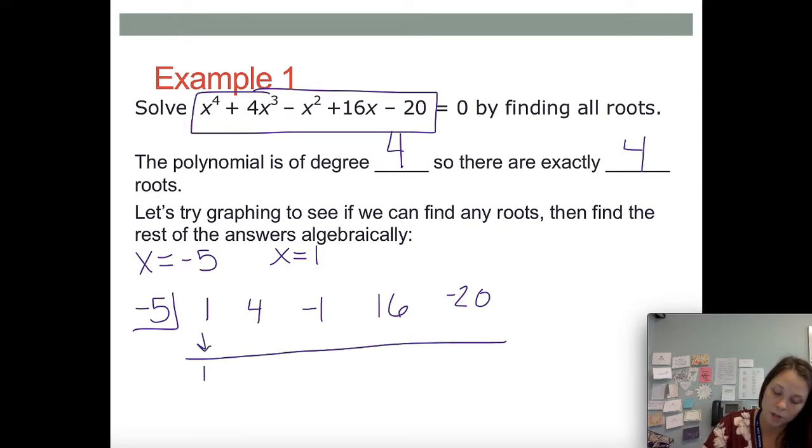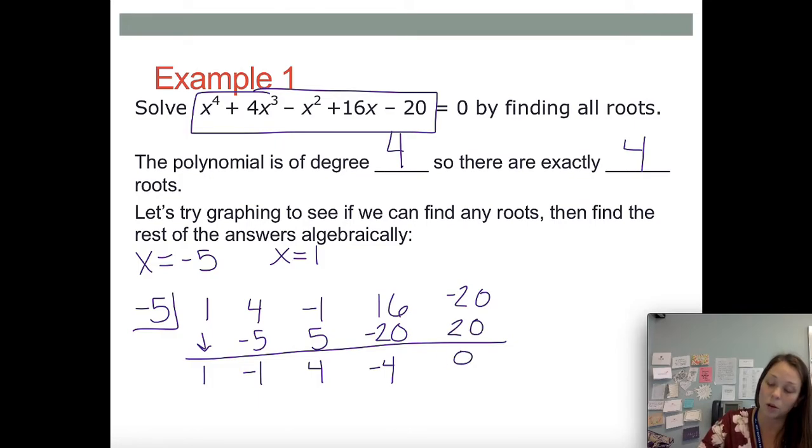Carry down the first number. 1 times -5 is -5. 4 plus -5 is -1. -1 times -5 is 5. Combining -1 and 5, I get 4. 4 times -5 is -20. Combining 16 and -20 is -4. -4 times -5 is +20, and I get a remainder of 0.